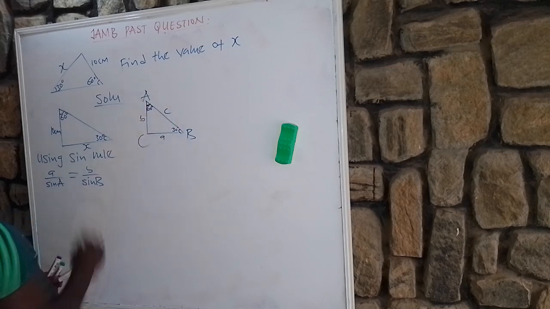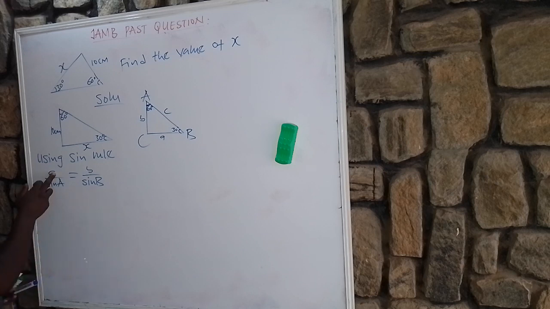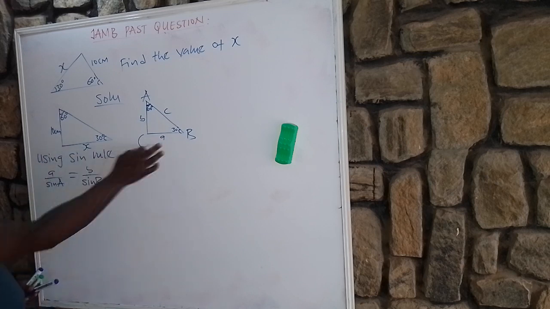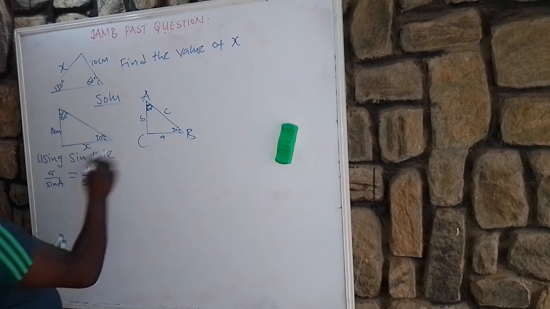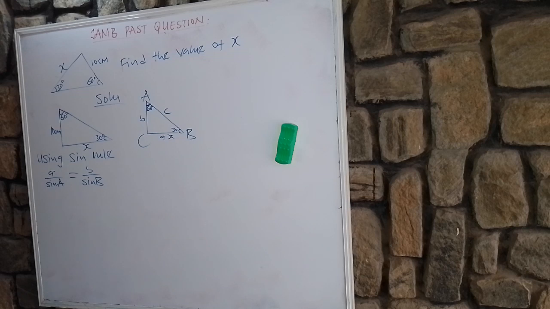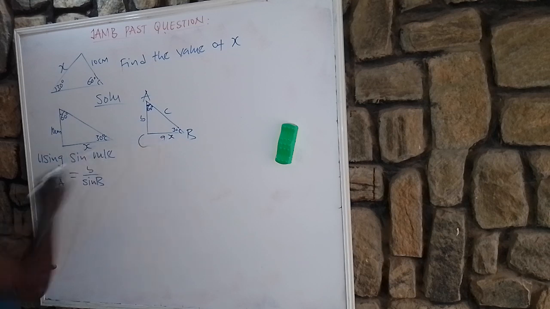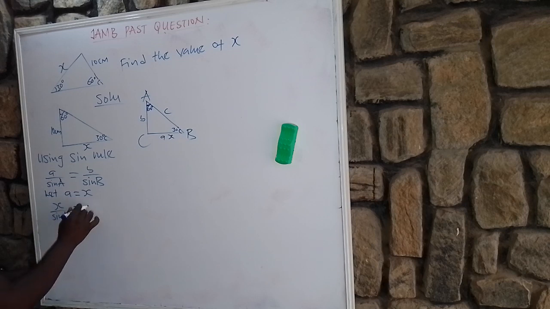If now we want to make use of this, you don't need a prophet to tell you. Here, instead of A, we assume here to be X. Here will now be X, true or false? So it implies that our X, which is our A, we assume our A to be equal to X. If we say let X or A be equal to X, it implies that X all over sine A is equal to B all over sine B.